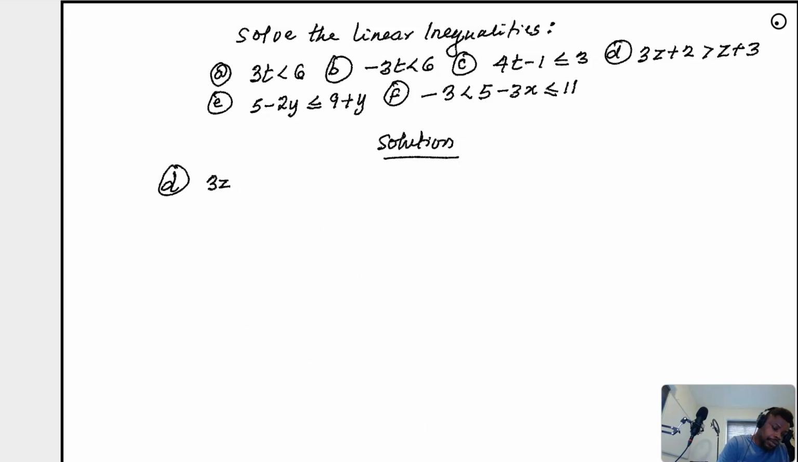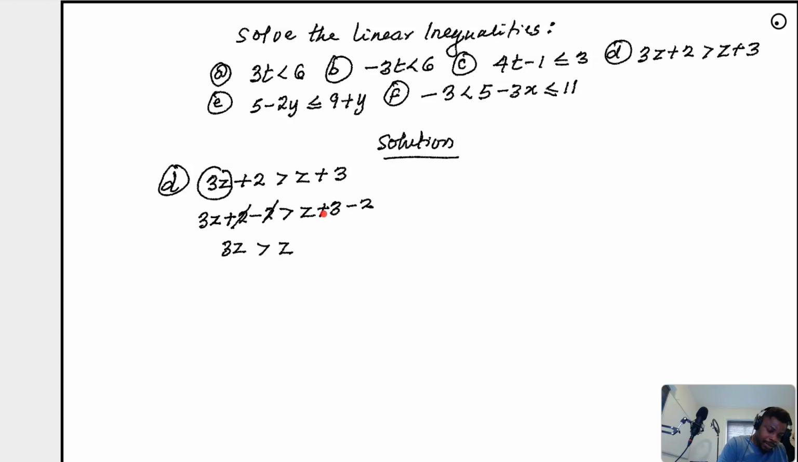3z plus 2 greater than z plus 3. Okay, so here, let's leave z on this side. So that means I have to take away plus 2. Opposite of plus 2 is minus 2. So I'm adding minus 2 to both sides. Okay? So this one will cancel this. So this is 3z greater than z. Plus 3 minus 2, that is plus 1.